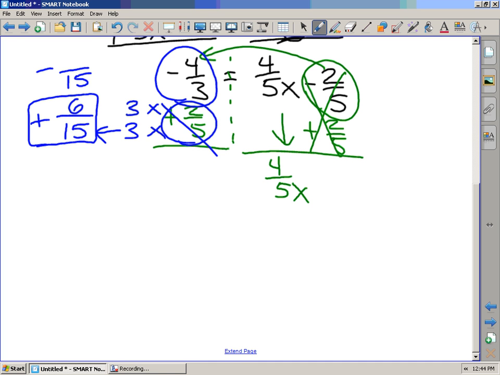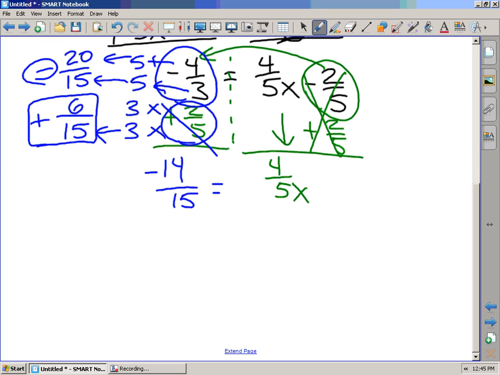For the -4/3, 3 times 5 will give us 15. So then I multiply the 4 times 5, and I get 20. So this is -20/15 plus 6/15. We're going to be left with -14/15 because we have more of the negatives than we do of the positives. Now we can multiply each side by the reciprocal to get x alone.